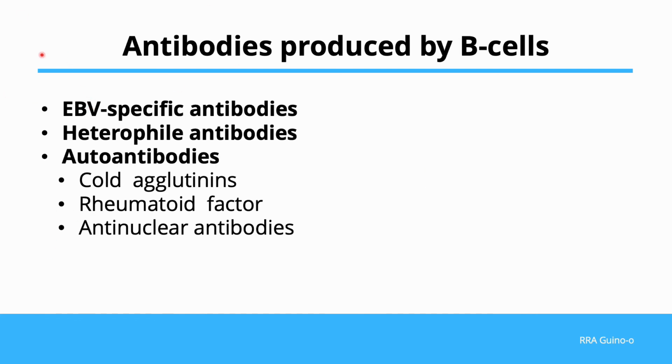Speaking of antibodies, B cells produce these three types of antibodies whenever they are infected with the EBV. First, EBV-specific antibodies. Then we also have heterophile antibodies and our autoantibodies. Among the different autoantibodies, some examples are coagglutinin, rheumatoid factor, and anti-nuclear antibodies. Anti-nuclear antibodies are antibodies that attack nuclei or genetic material within our bodies, and this is the antibody that is elevated in systemic lupus erythematosus.